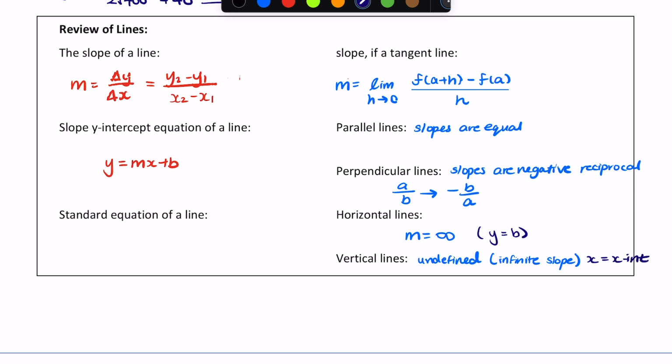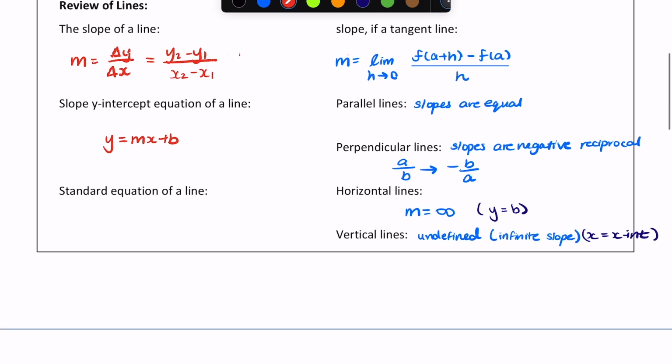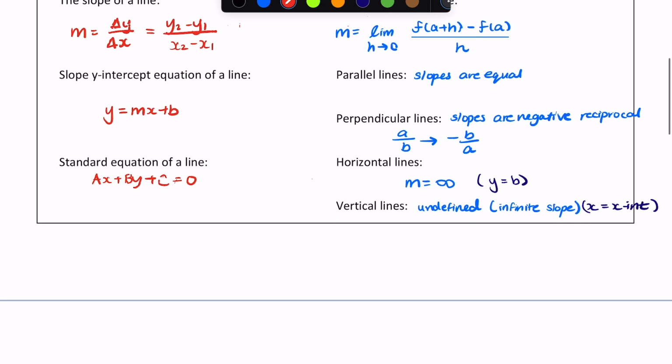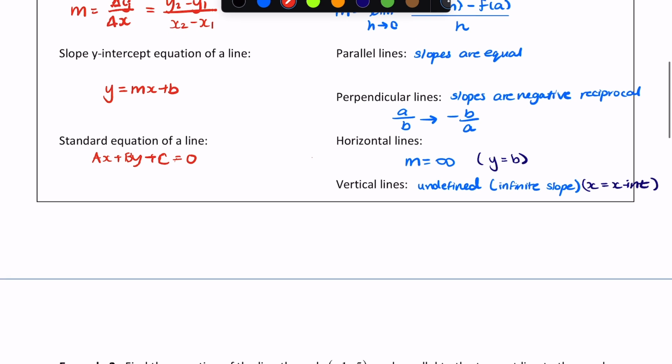And then the standard equation of the line, if you recall, is ax plus by plus c is equal to 0. Ax plus by plus c. A has to be greater than 0, and a, b, and c are all integers.